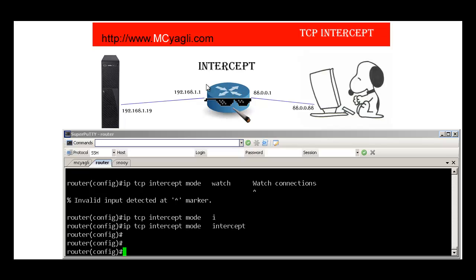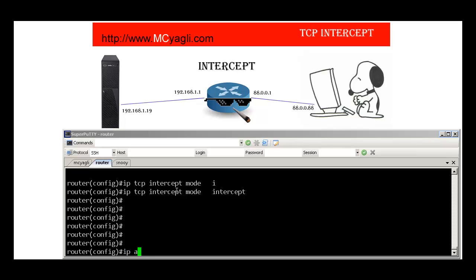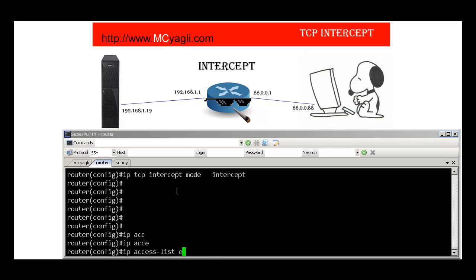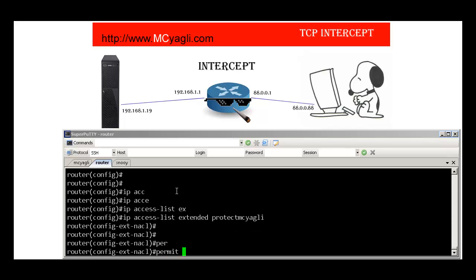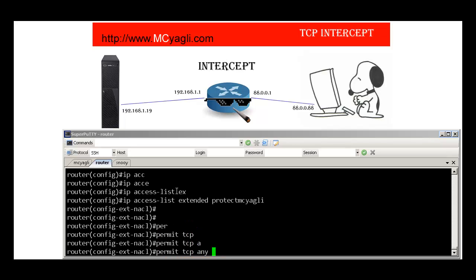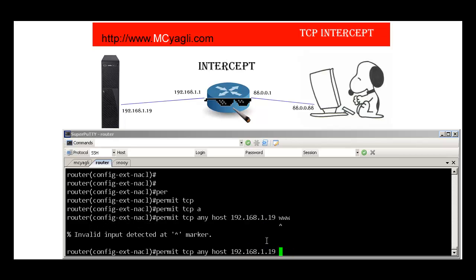So I will be creating an ACL and apply it. So here's how I do it. ip access-list extended. I'll name it protect-MC-ugly, and permit tcp any host. The IP address of the server is 192.168.1.19 and eq 80.